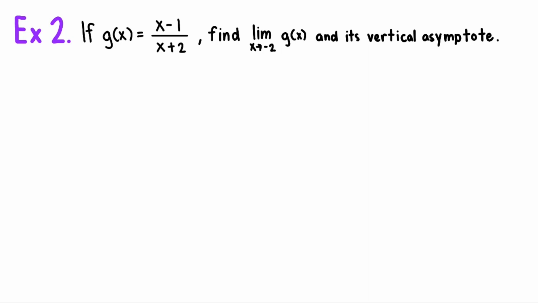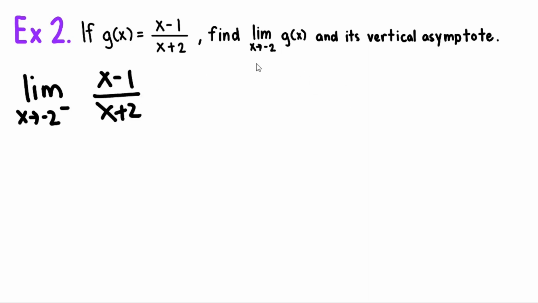Again, feel free to pause the video so that you may try this one first on your own. Okay, so let's start. Again, let's inspect the limit from the left and the right. We have the limit as x approaches negative 2 from the left of g of x, which is x minus 1 over x plus 2. Plugging in values from the left of negative 2, we'll have negative 2 from the left minus 1 over negative 2 from the left plus 2.